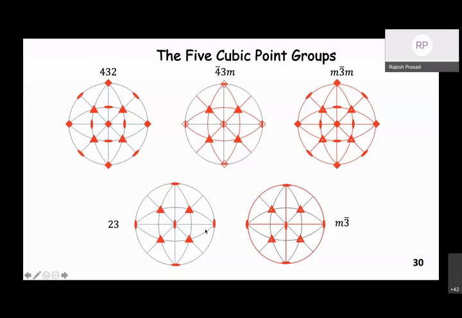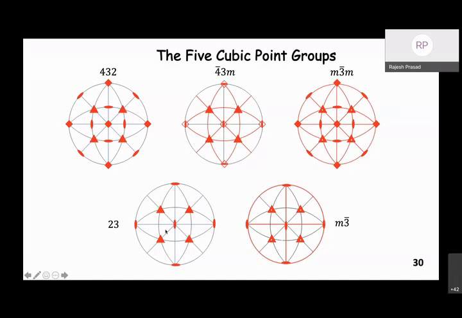But the last two, the lower two, do not have a fourfold axis. They are still cubic. So a fourfold axis is not a characteristic requirement for a cubic crystal. Some of the students are always confused about this point, so I am insisting that a cubic crystal need not have fourfold symmetry. So in 23 and m3bar, there is no fourfold symmetry. But all of them have the threefold axis, four threefold axes, sometimes 3bar axes with this dot inside.